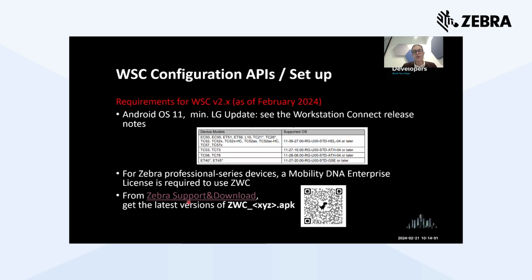For the rest, you need to download from our website an APK, whose name starts with ZWC underscore the version number, and install it on the device. This is providing an additional launcher, which is displayed on the external monitor.